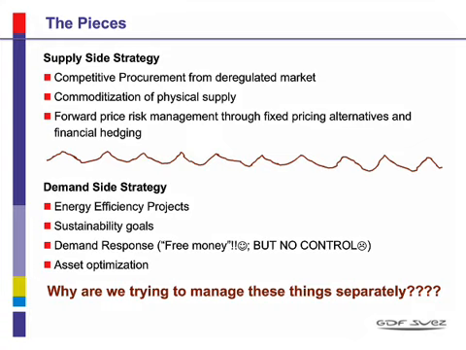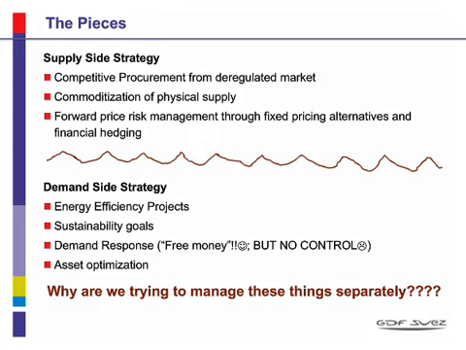So if the two pieces are really the supply-side strategy and the demand-side strategy, we have to ask ourselves the question, why do we continue to try and manage these things separately? Historically, demand-side activities have been the provenance of the operations and process control folks, whereas supply-side strategies have been driven mostly by procurement and purchasing activities.